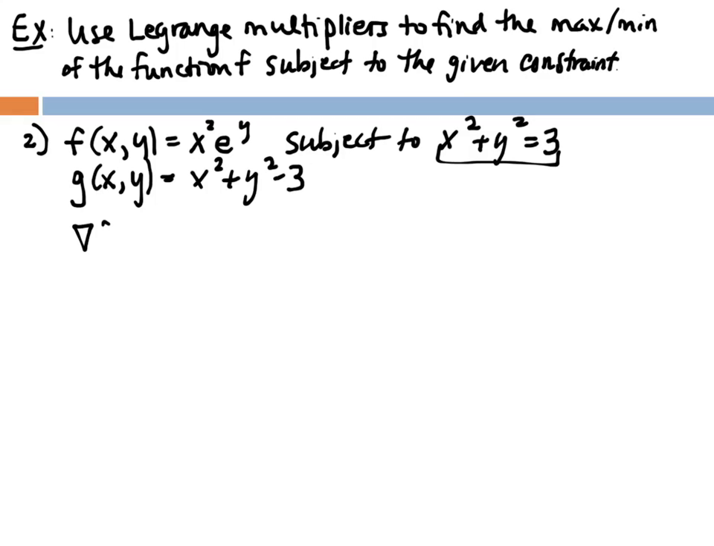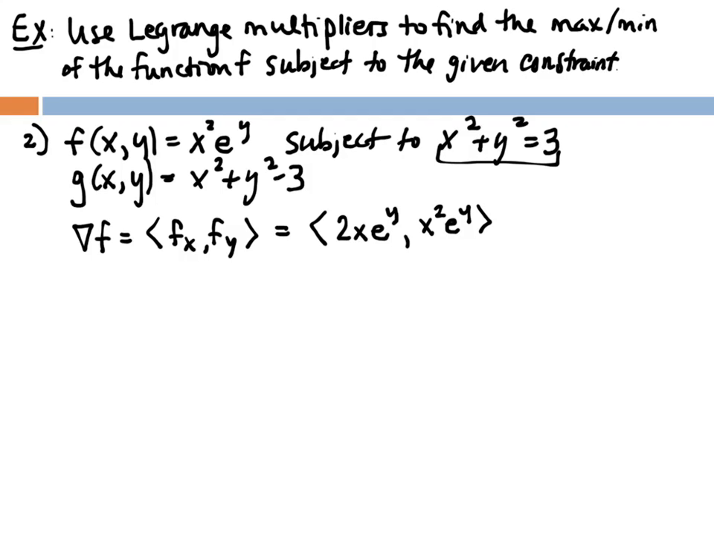Gradient. So what is the gradient of f? Right, okay, so the gradient of f is going to be f sub x, f sub y, like this. So we need to find those particular values. So what is f sub x for our function f of x y? Perfect, 2x e to the y. Now we need f sub y. Okay, is everybody good with that?